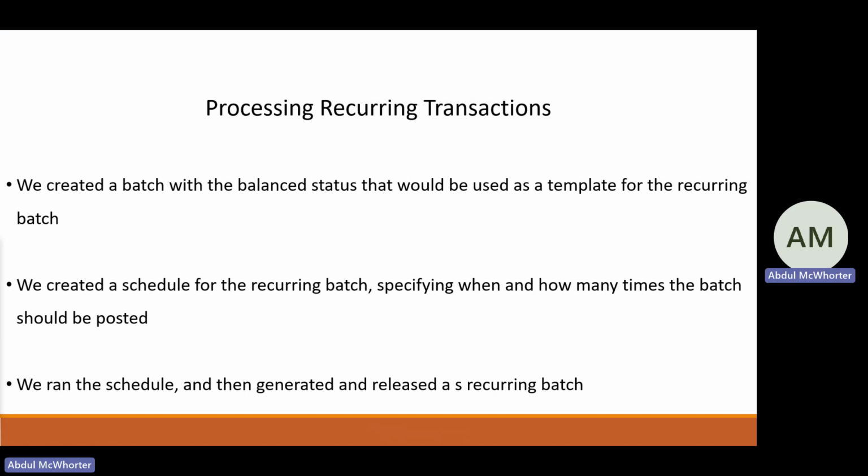So we just went over processing recurring transactions. We talked about how to create a batch with the balance status that will be used as a template for the recurring batch. We then created a schedule for the recurring batch, specifying when and how many times the batch should be posted. In this case, we set it up for 12 consecutive execution times, and then we ran the schedule and generated and released a recurring batch.